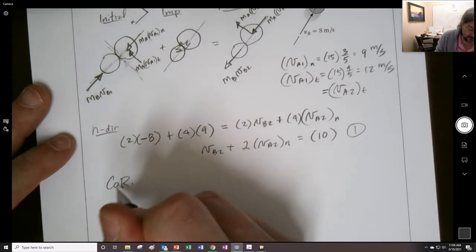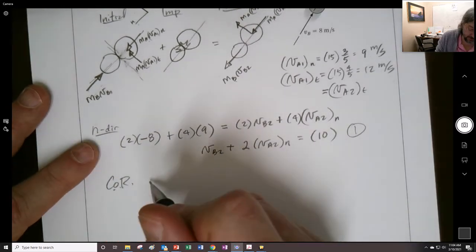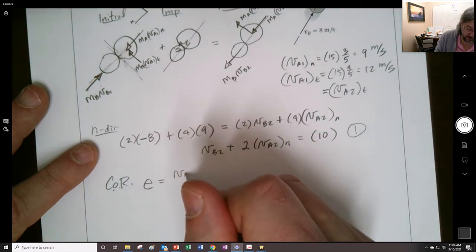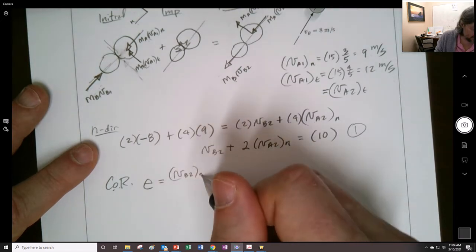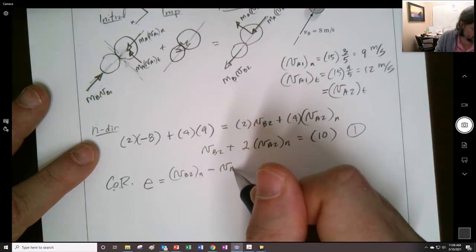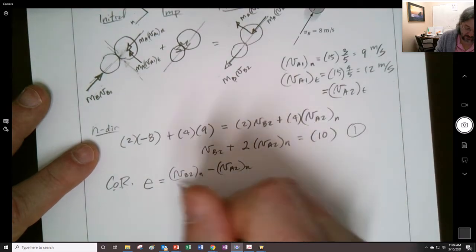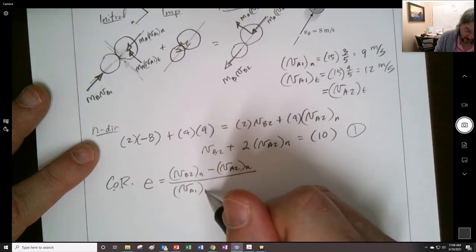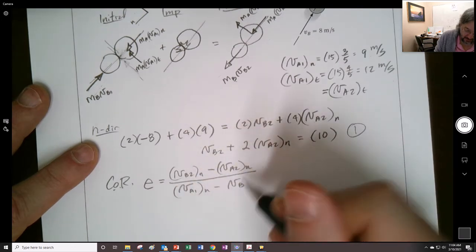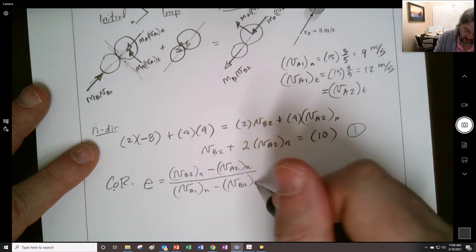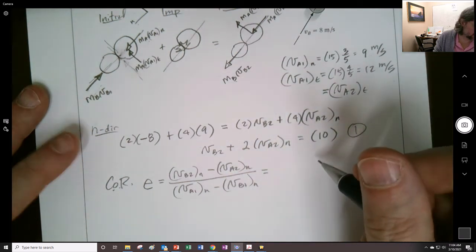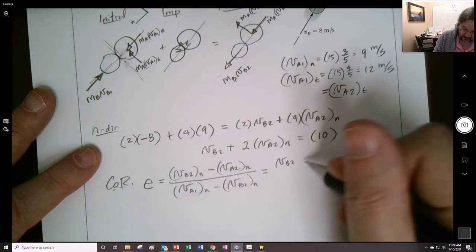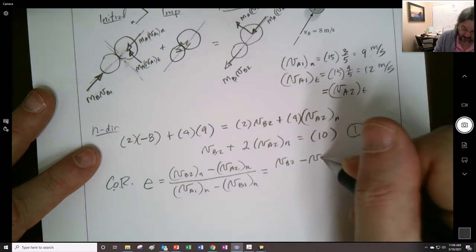We apply our coefficient of restitution to this, and we say that E, and I'll write out the equation, is VB2N minus VA2N, divided by VA1N minus VB1N. So we have to be careful with our signs right here. Here's VB2, we decided, we're just going to call it that, and VA2N.